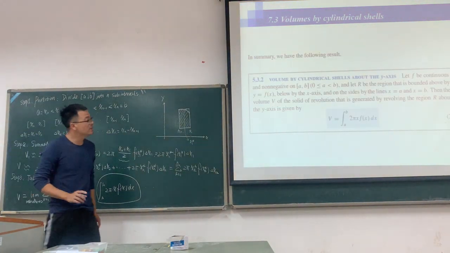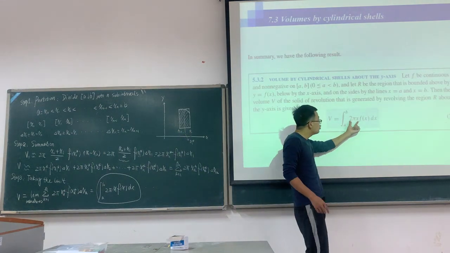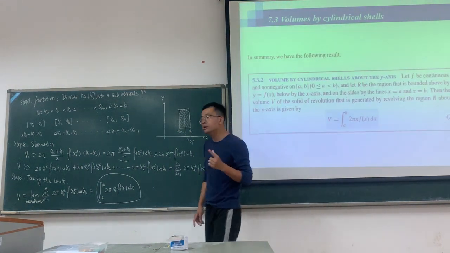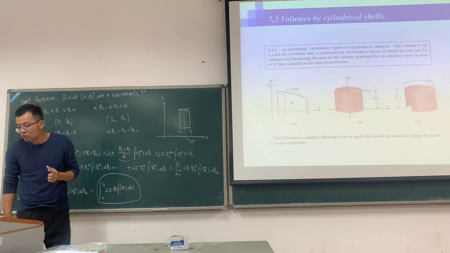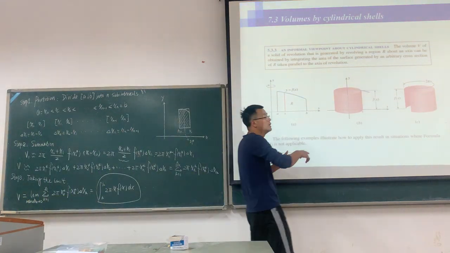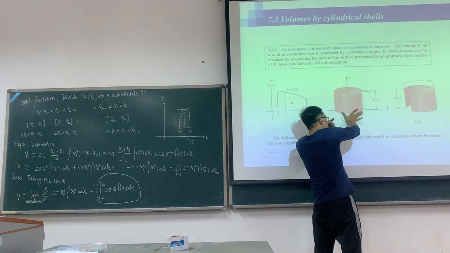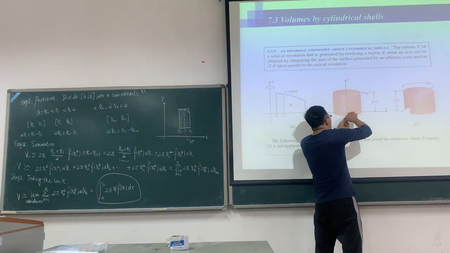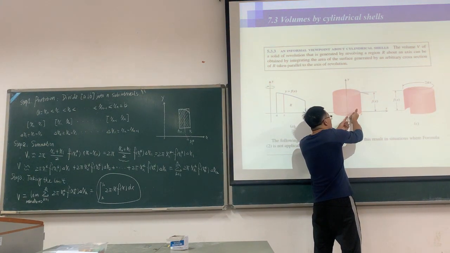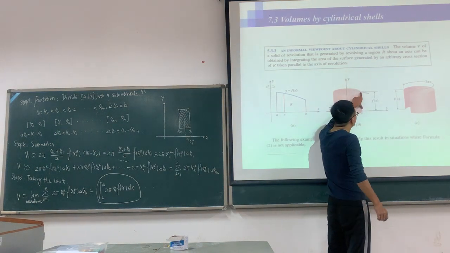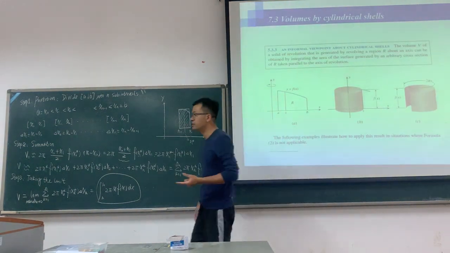Here we can see 2 pi x. What is 2 pi x? It is the length of the bottom circle of the cylinder. And f(x) is the height.